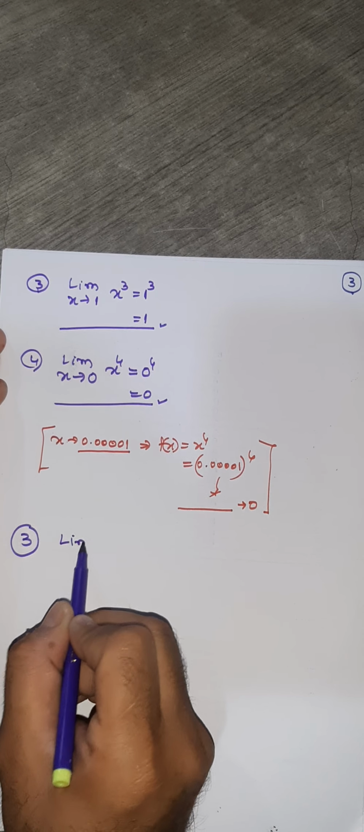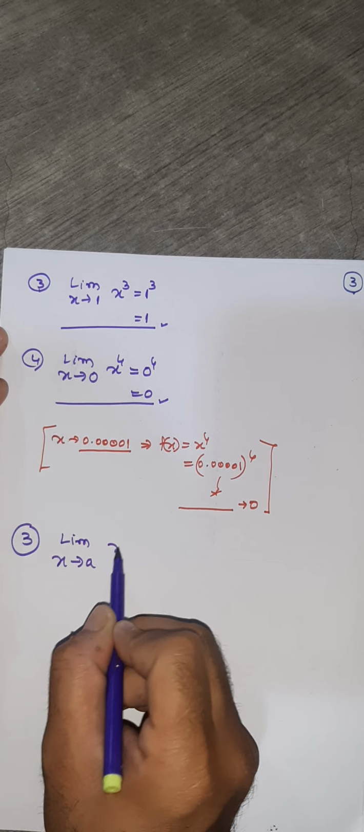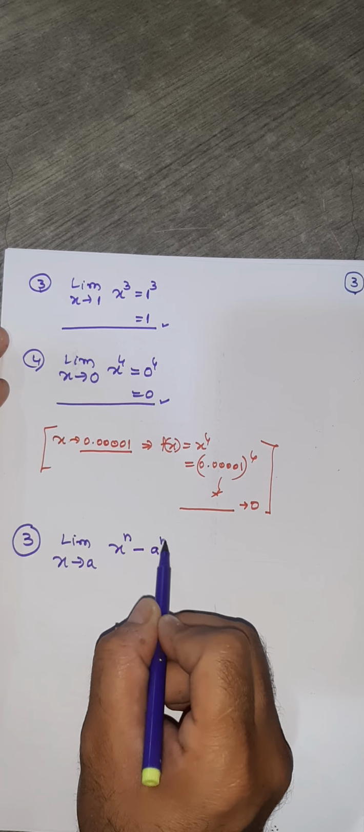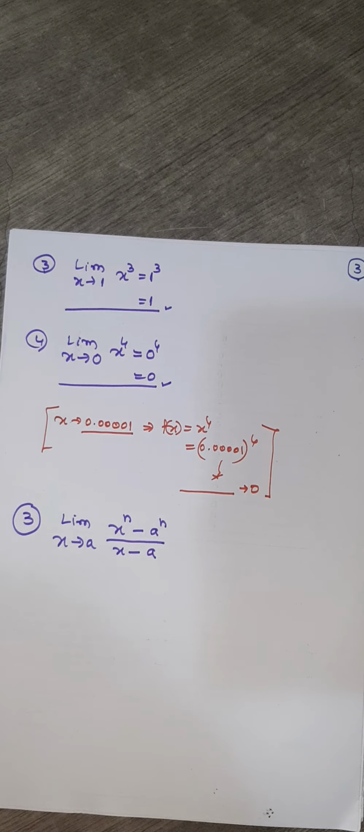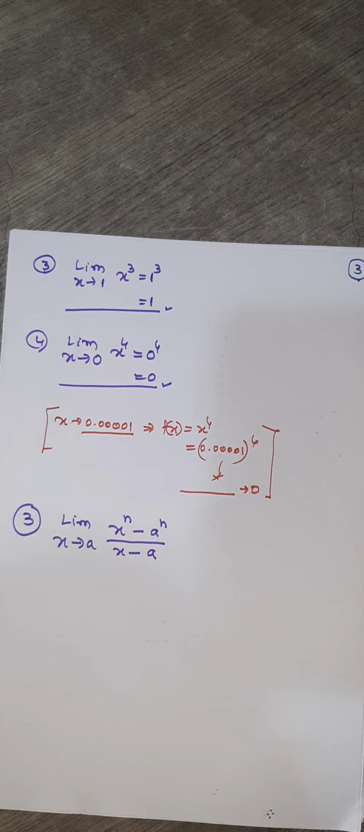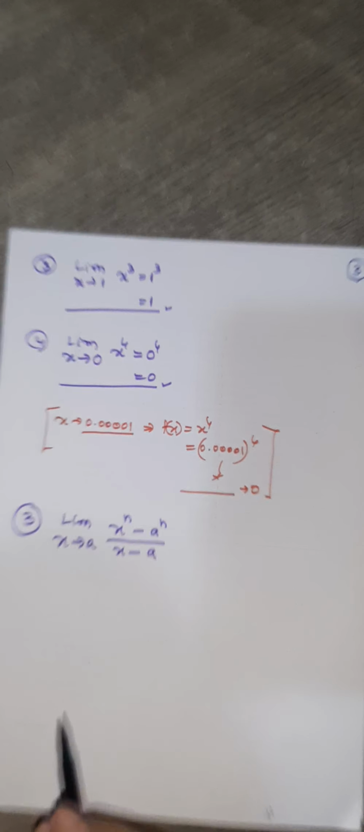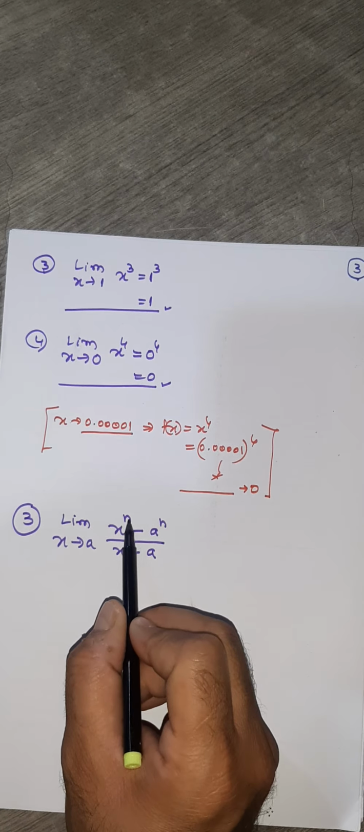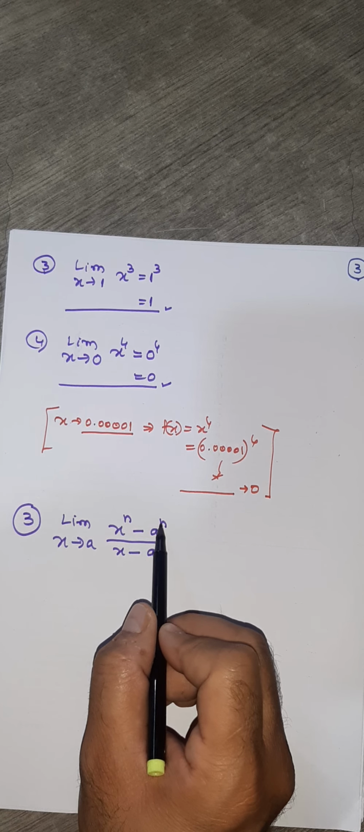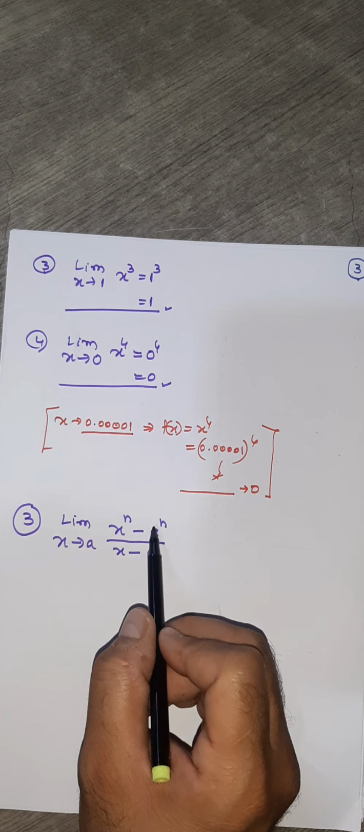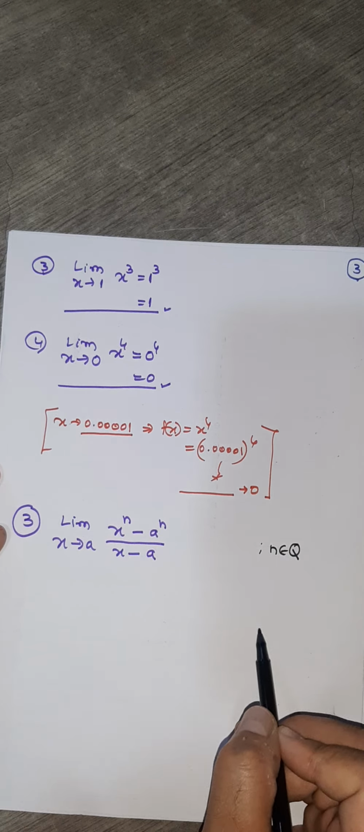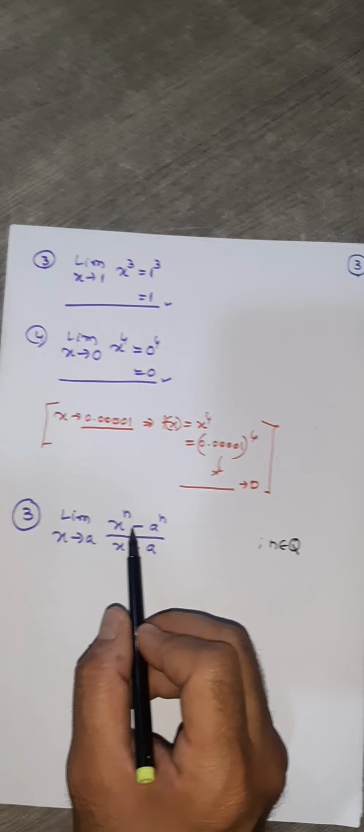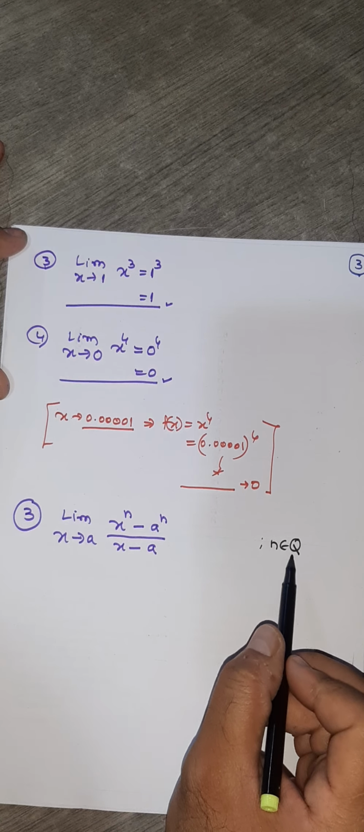That's limit x tends to a of x raised to n minus a raised to n upon x minus a. Three things we observe here. Such type of function should be there. Which type of function? These two powers should be the same. This can be any number, remember, maybe fractional or integer, anything. So you can write n belongs to Q here. It can be an integer or a fractional number also. Q means rationals, you know.